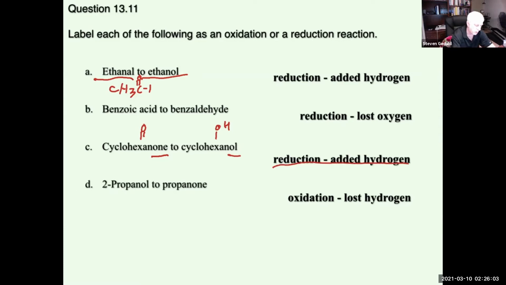Propanol to propanone. Again, this is your ketone, ONE ending, and OL is your alcohol. So we've lost hydrogen. We've gone from an OH group to a double bond, a carbonyl group. You've lost hydrogen. It's been oxidized. This is an oxidation reaction. You've increased the bonds to oxygen. You went from a single bond to a double bond. So you increase oxygen and you've lost hydrogen. So those are reduction and oxidation reactions.